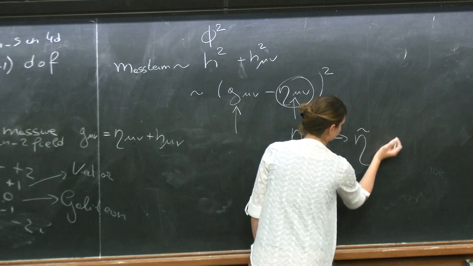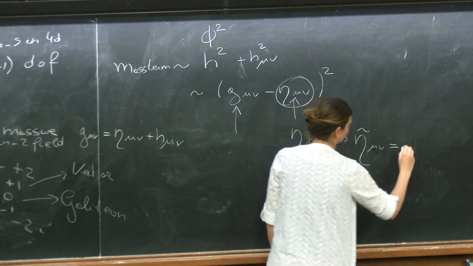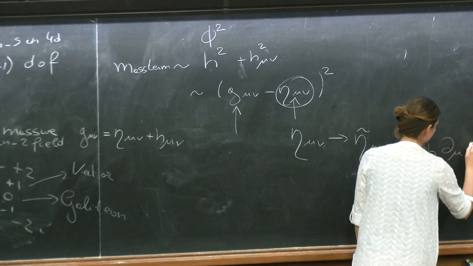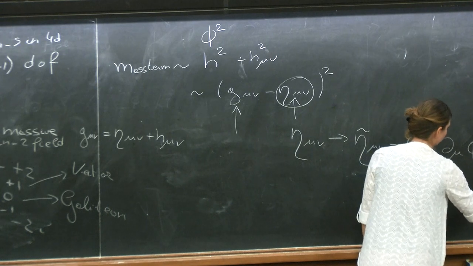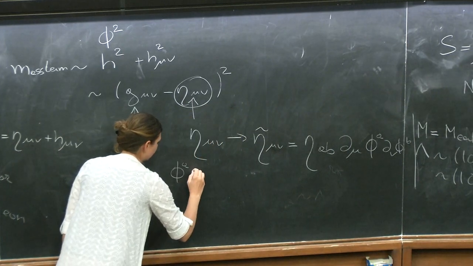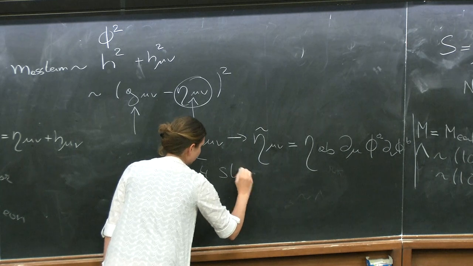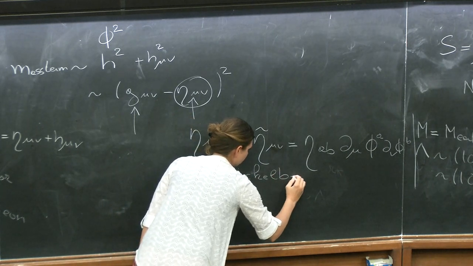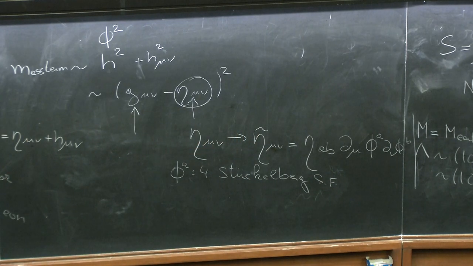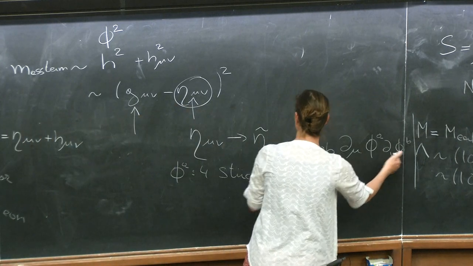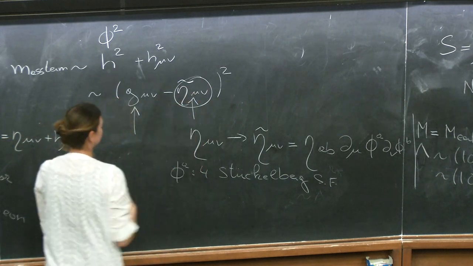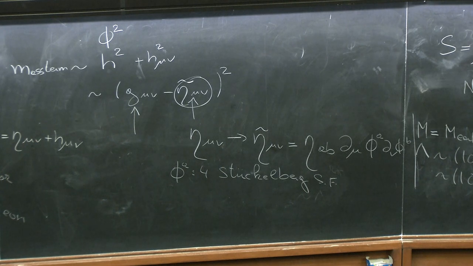Going to promote it to a tensor by writing it as the flat Minkowski metric and then introducing four what I call Stückelberg scalar fields. So phi A's are four Stückelberg scalar fields. They transform as scalar fields under coordinate transformation, so that this whole thing, this eta tilde mu nu, transforms as a tensor. And so if I put a tilde in here, this transforms as a tensor, and I have restored my coordinate transformation invariance.